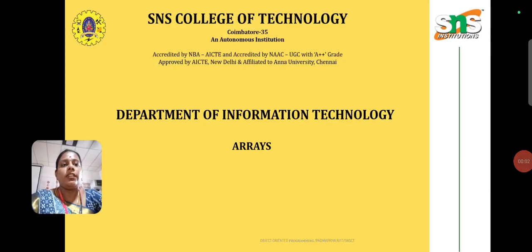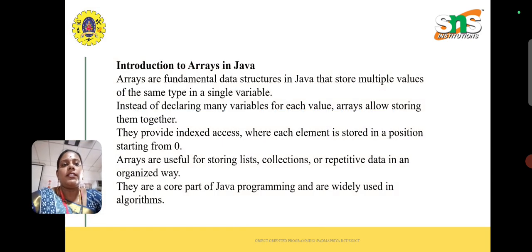Good morning to all. Today we are going to see the topic about arrays, subject object oriented programming in Java. So generally, arrays are fundamental data structures in Java. Without arrays, we have to declare variables for each individual value, but arrays store them together. They provide indexed access, and the index starts from 0, and arrays are useful for storing list collections and repetitive data in an organized way. They are a core part of Java programming, and are used in many algorithms.